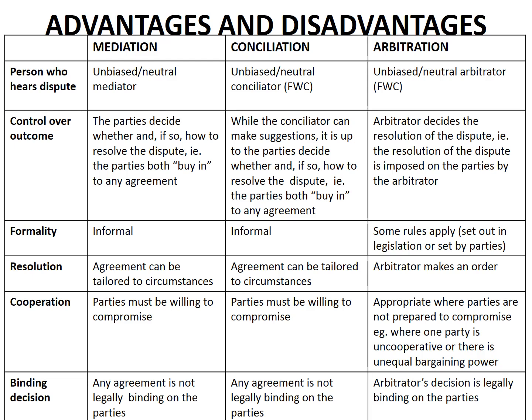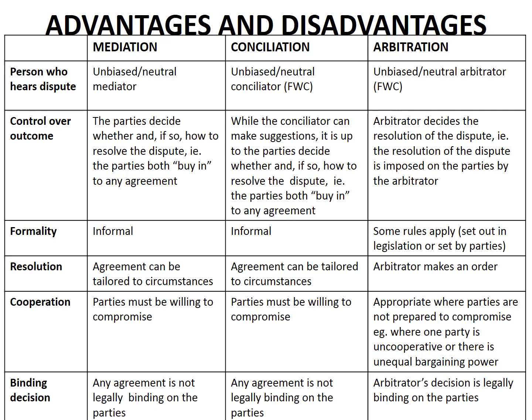Now, the difference between mediation and conciliation, as we've discussed, is that in the process of reaching that agreement, it's only in the case of a conciliation that the conciliator can make suggestions and assist the parties to reach some sort of agreement. In a mediation, the mediator is hands-off. That is, the role of the mediator is simply to give each side to the dispute a reasonable opportunity to put and explain their case to the other side.